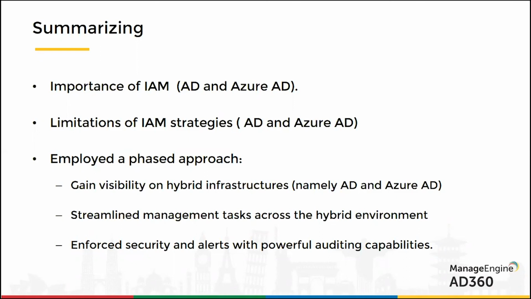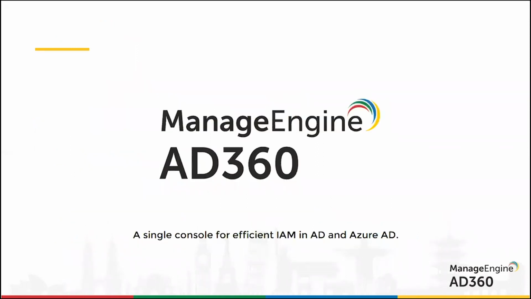So that's 3 simple steps: visibility to understand what's happening, management activities to streamline activities and to fix any mismanaged errors that could have come in your hybrid infrastructure, and last but not the least is to enforce security and alerts with powerful auditing capabilities, all in AD360. Check out AD360, a single console, again, a unified, a centralized console for efficient identity and access management for your Active Directory and your Azure Active Directory environments.